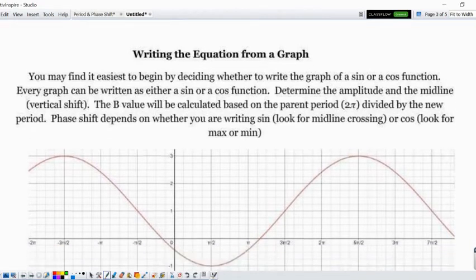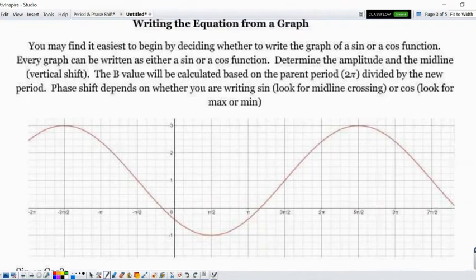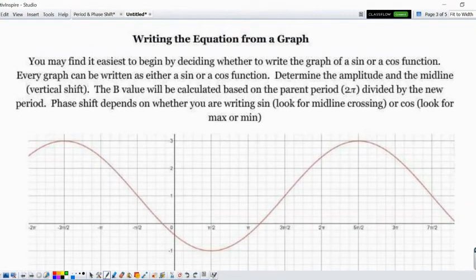Okay, so that's graphing with all of our changes, but we also need to write the equation from a graph. Like if we're looking at a curve, how can we figure out what are A, B, C, and D? So we're looking here at a curve, and honestly, I can't tell if this is a sine or a cosine curve. So we have some choices. I'm going to go ahead and figure out the amplitude and the midline.